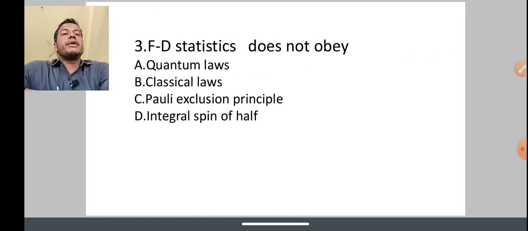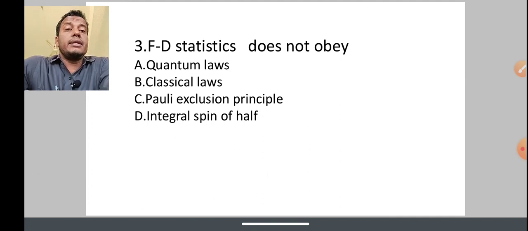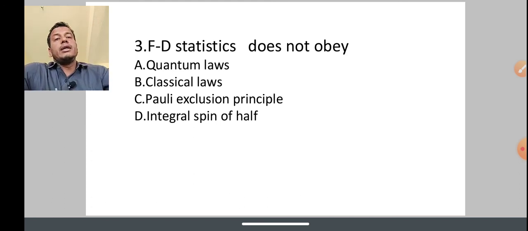Which of these does FD statistics not obey? The options given are quantum laws, classical laws, Pauli exclusion principle, and half-integral spin. Yes, it does not obey the classical law. It obeys only quantum laws, the Pauli exclusion principle, and also half-integral spin.